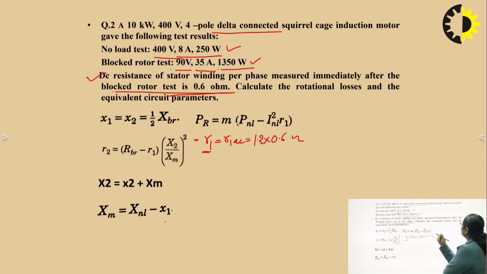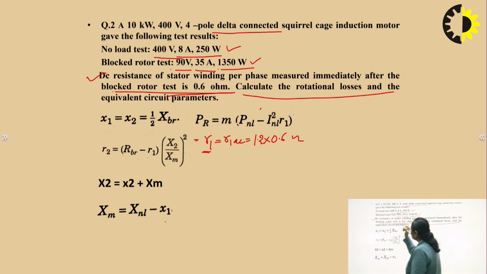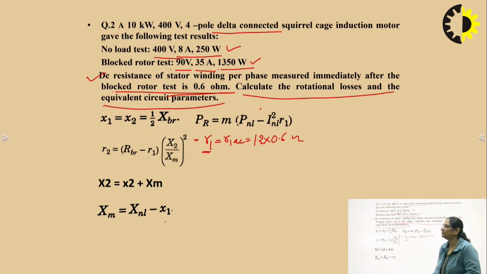Calculate the rotational losses and the equivalent circuit parameters for this particular question, right? So, we know that no-load and blocked rotor tests are performed for determination of the fixed losses and variable losses in the machine and for the determination of equivalent circuit parameters of the machine. Once we have got the equivalent circuit parameters, it becomes quite easy because we have converted that machine, that physical entity, into an electrical circuit.